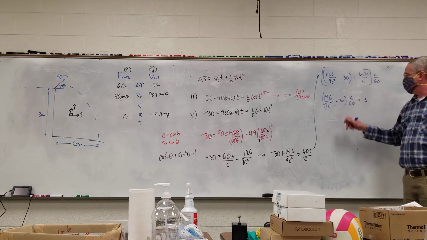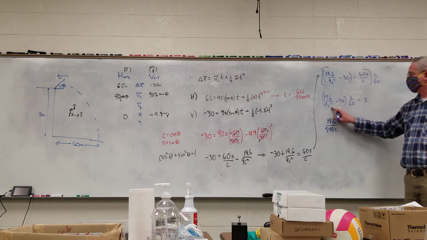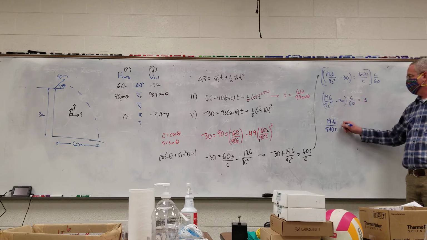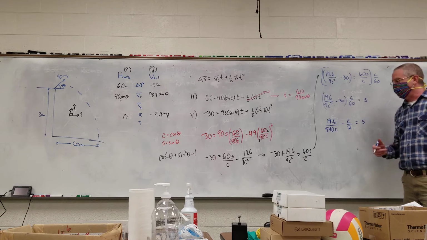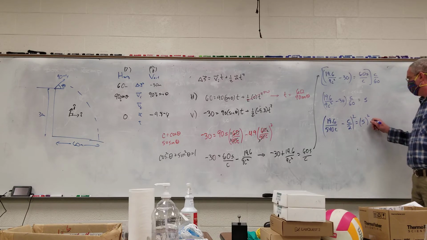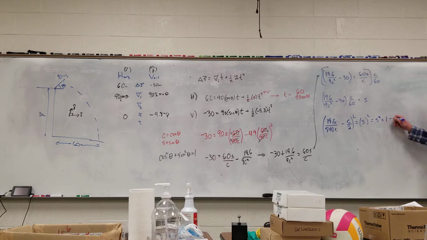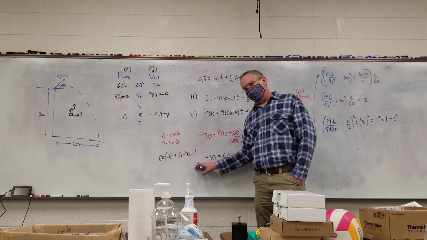If I distribute, I get 19.6 over 540c, because one of those cosines will cancel out, with that, minus c over 2 is equal to sine. Now I square both sides. So I get sine squared on the right, which is 1 minus cosine squared. Again, over here, sine squared would be 1 minus cosine squared if we brought that over.